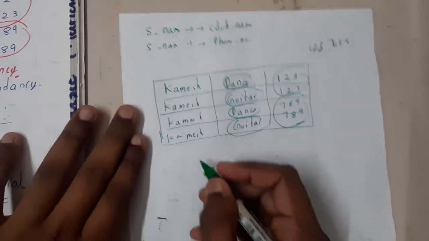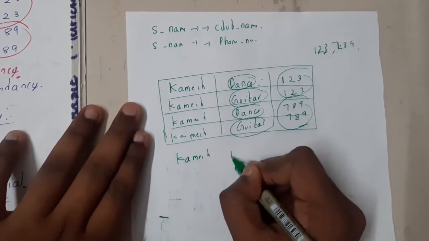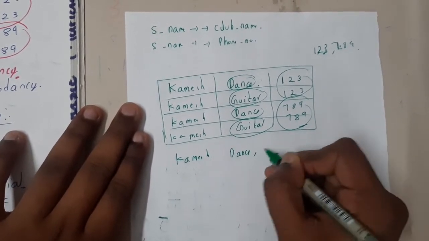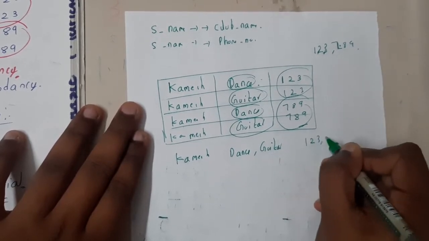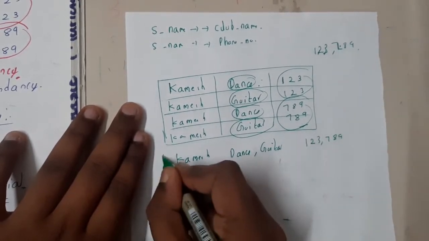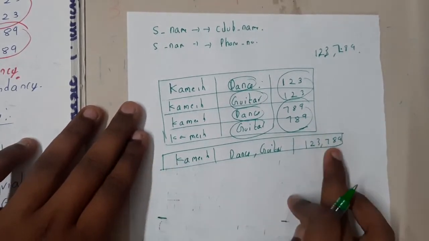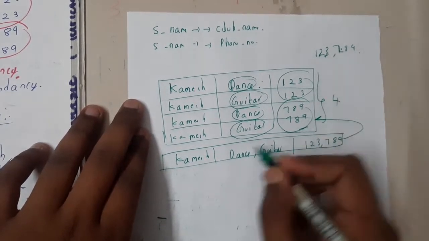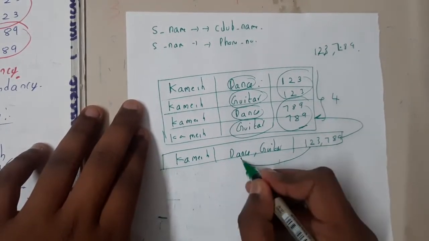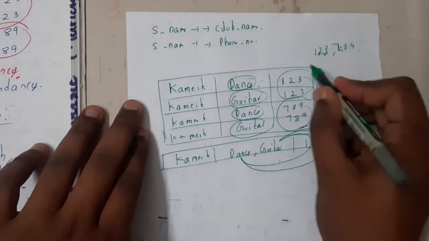If you write it in a normal way, the table would look like this: if multi-valued attributes are allowed, Kamesh belongs to dance, guitar, and his phone numbers are 123, 789. A single row, so the table would contain only this row. But as multi-valued attributes are not allowed, we ended up with 4 entries, each and every combination: dance with 123, dance with 789, guitar with 123, guitar with 789. So this is the result.